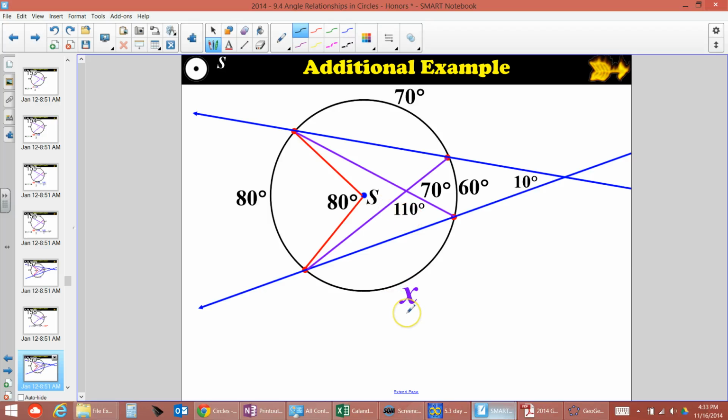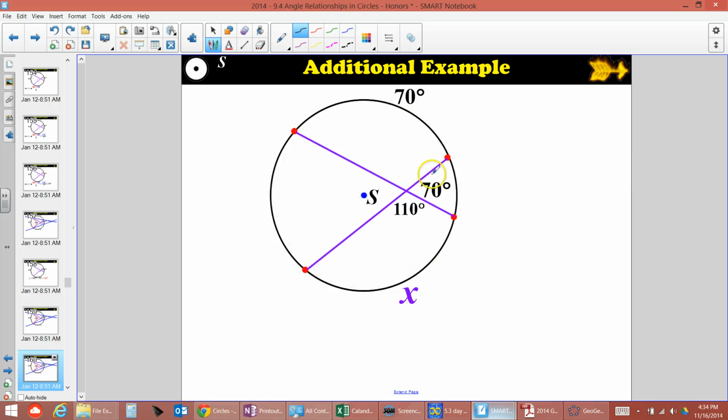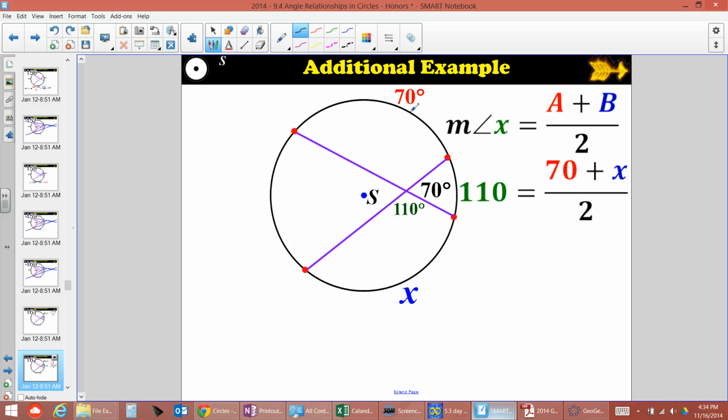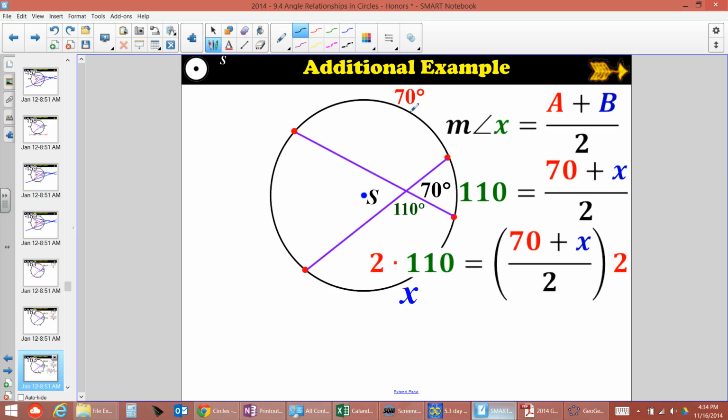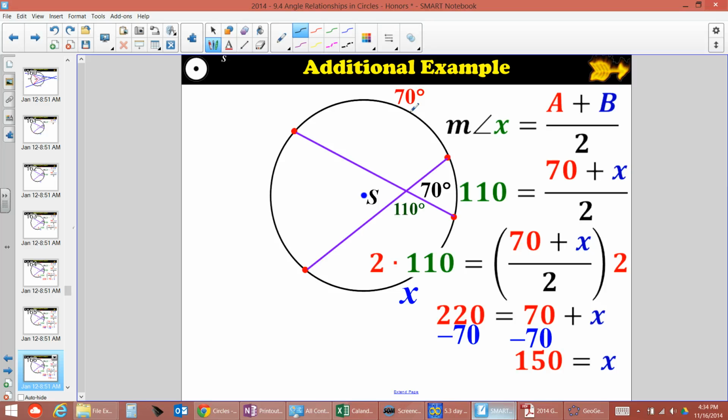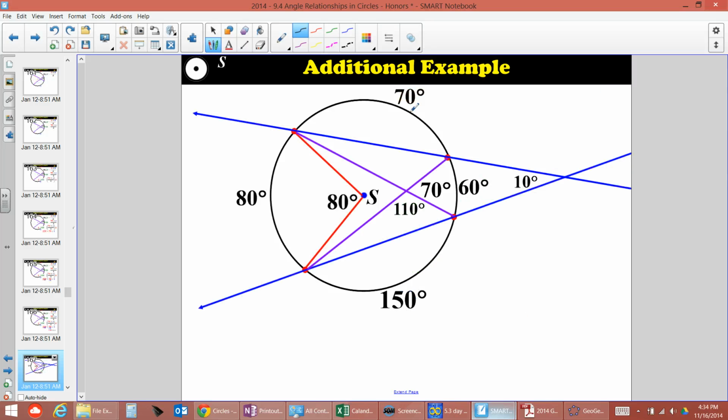Now we look at angle X over here, and we've got a couple different options for how to solve. We could simply add up all of the different arcs, or we could notice it's an inside angle with 110 and 70. If we use this method, then we have to start plugging in 110 where it goes, and 70 where it goes, and X where it goes. Now we multiply both sides by 2, subtract 70 over, and we notice that arc X is 150 degrees. Now notice how 150 plus 60 plus 70 plus 80 adds up to be 360. So we didn't necessarily have to go about it that route, but we could have. But either way, we just solved all of those angles.